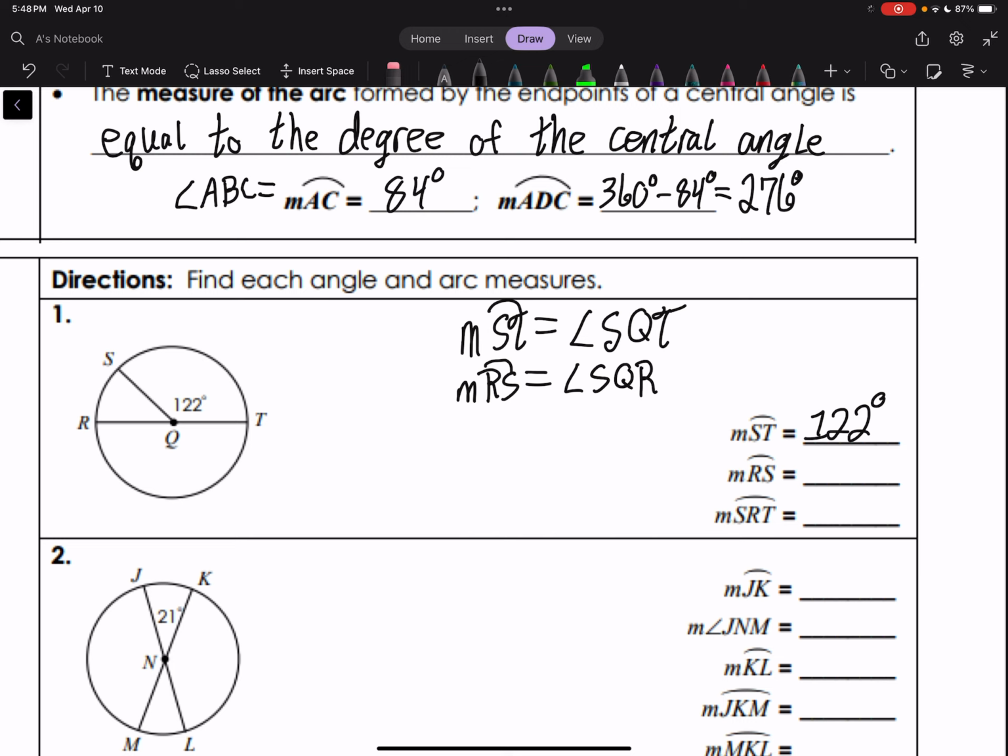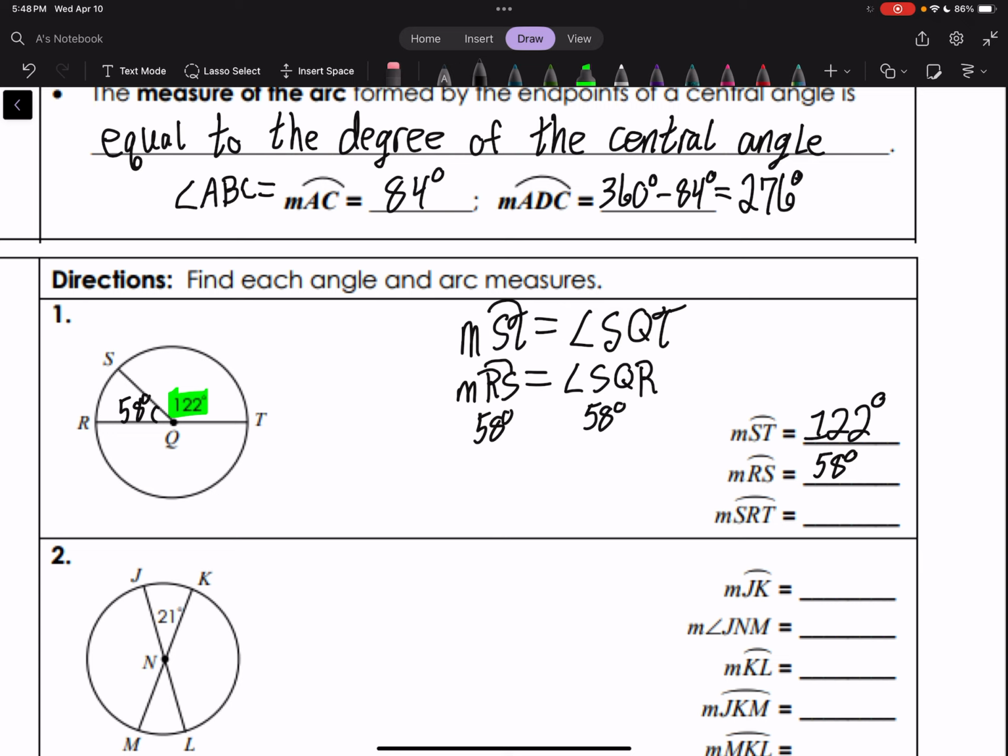What I do know is a straight line is going to have a total degree measurement of 180 degrees. So if I have 122 of these 180 on the right side, then the angle on the left side, instead of being 122, must simply be 58. So if angle SQR is 58 degrees, the measure of my arc RS is also going to be 58 degrees.